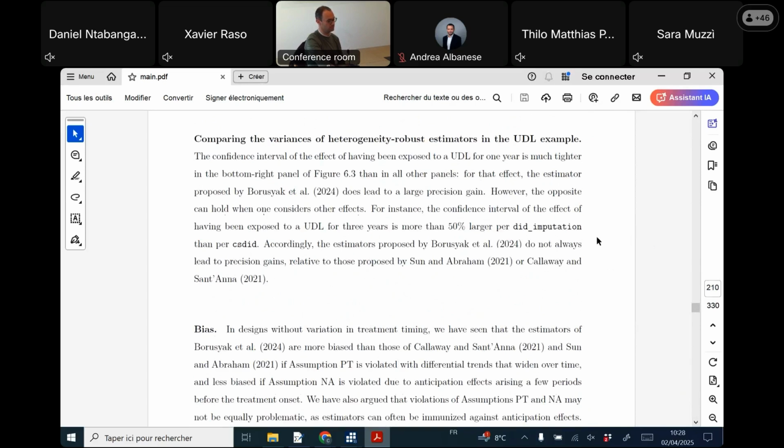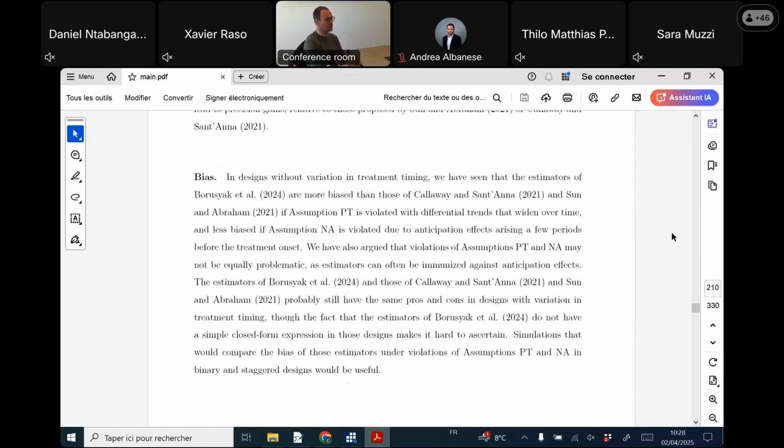Okay, so variance is not going to help us discriminate between the estimators. Now, what about bias? For bias, it's going to be the same as in designs without variation in treatment timing. The Borusyak et al. estimators are using all pre-treatment periods as the baseline, while the DID estimators only use the period just before treatment. So the imputation estimators rely on parallel trends assumptions over a longer horizon. And because of that, if you have, let's say, differential linear trends between the treated and the control, imputation estimators will be more biased than the diff-in-diff estimators. On the other hand, if you have anticipation effects, the imputation estimators could be less biased than the DID estimators.